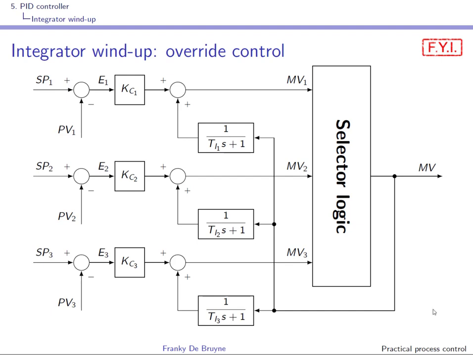Of course, only one of the controllers is active, between quotes, and the other two controllers are tracking the active controller. The tracking strategy can be implemented as follows, using this positive feedback implementation of the PI controller. And as you can see, the selected MV is fed back to all 3 controllers through a first order system that has as time constant the integral time constant of the corresponding PI controller.